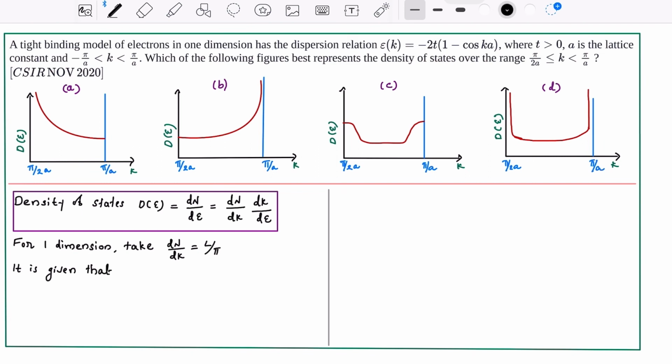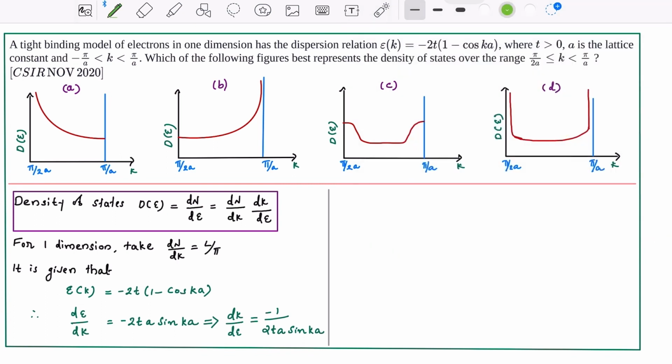To evaluate dk by dE, use the given expression from the question. It is given that E of k is equal to minus 2t (1 minus cos ka). Now find dE by dk, which is equal to minus 2ta sin ka, from which you will get dk by dE, which is equal to minus 1 by 2ta sin ka.